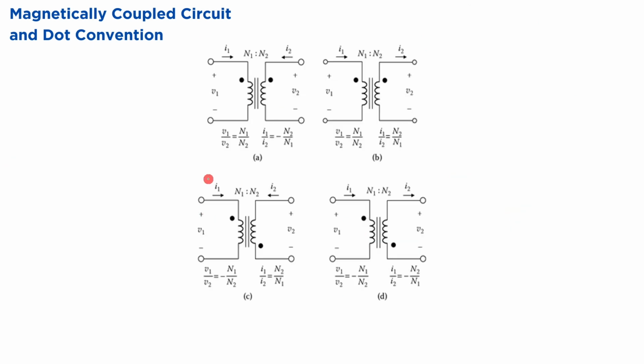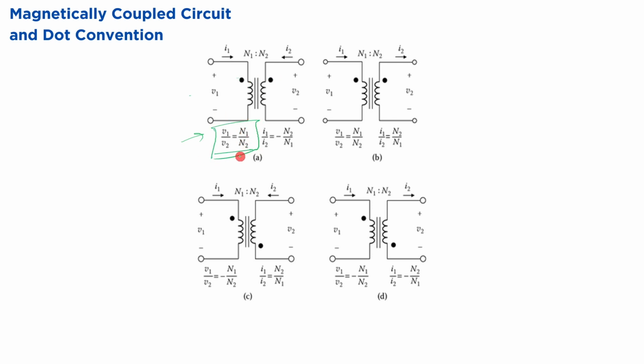There are four combinations of dot convention. Let's clarify it a little bit. In all four cases, the V1 and V2 we have taken initially have the same polarity ideally. According to our dot convention, we will write the equation. For the first case, the dot polarity is the same, so V1 by V2 equals N1 by N2.